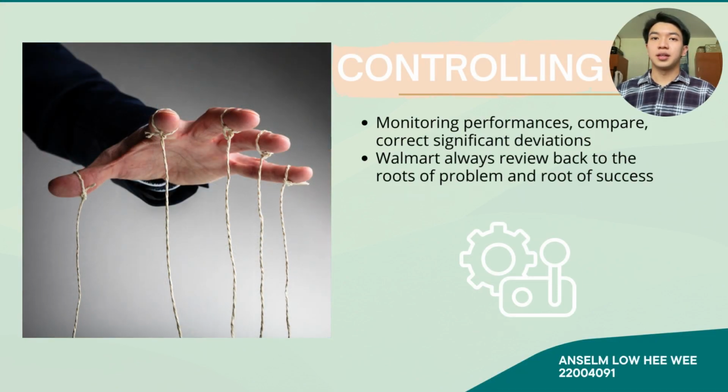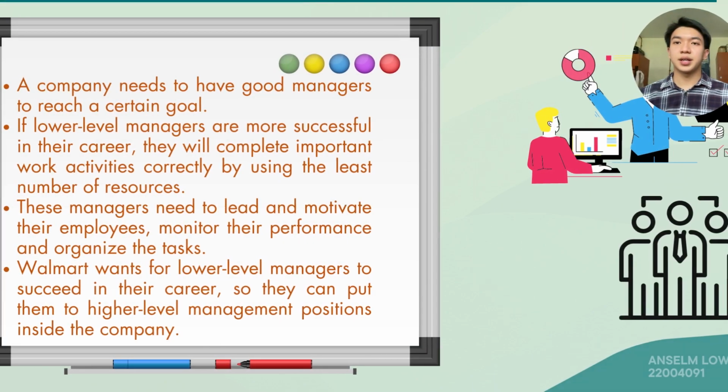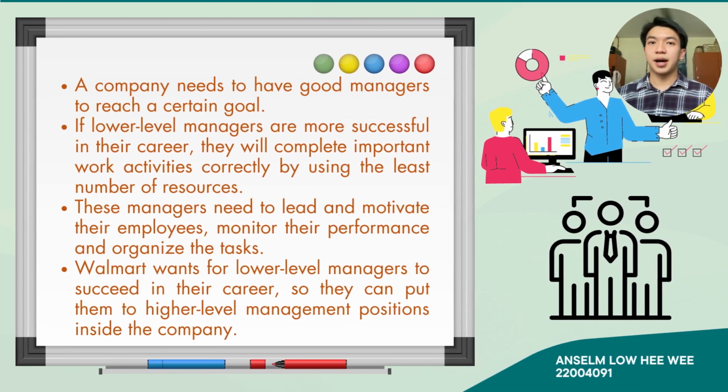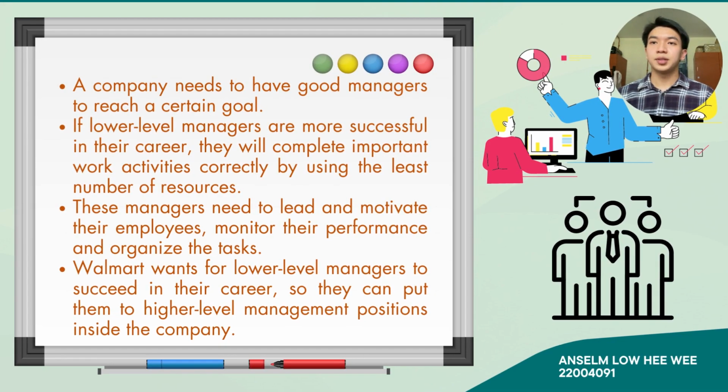Lastly, the fourth function is controlling. Controlling includes monitoring performance, comparing it with goals, and correcting significant deviations. Walmart always reviews back to the roots of problems and the roots of success. In a nutshell, a company needs to have good managers to reach a certain goal. If lower level managers are more successful in their career, they will complete important work activities correctly by using the least number of resources like energy and time. These managers need to lead and motivate their employees, monitor their performance, and organize the tasks. Therefore, Walmart wants lower level management to succeed in their career, so they can put them in higher level management positions inside the company.